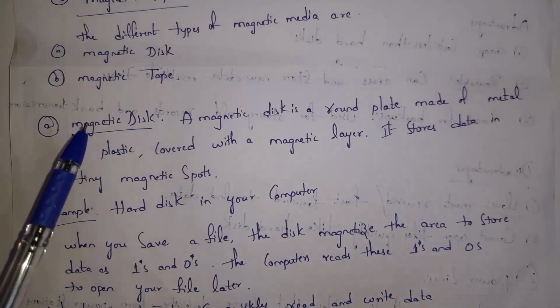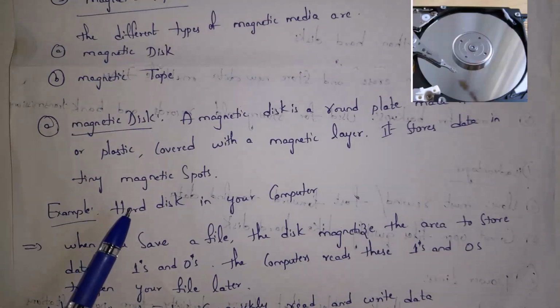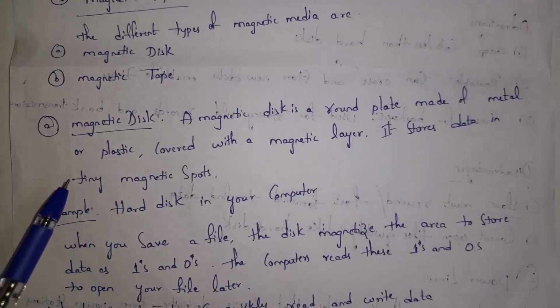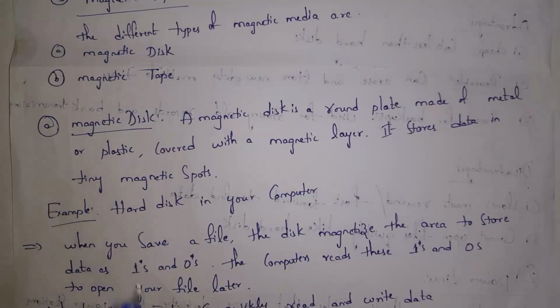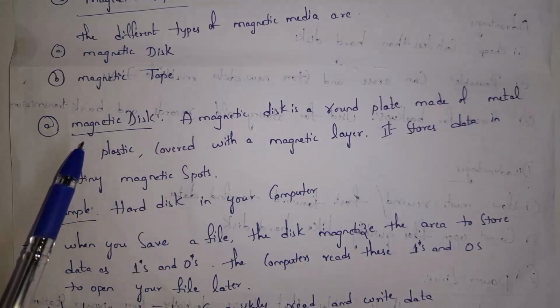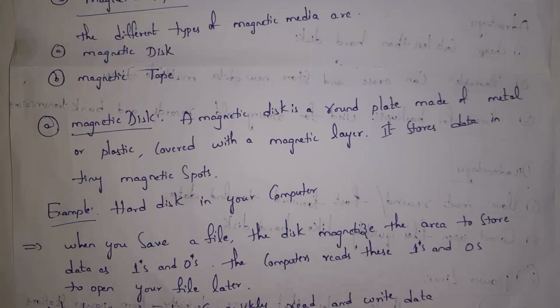Guys, in a magnetic disk, we store data, and it is made up of a round metal plate or plastic covered with a magnetic layer. And in a magnetic disk, data is stored as tiny magnetic spots. An example of a magnetic disk is the hard disk that we use in our computer. When you store your data, it is stored in the form of zeros and ones. And to open your file, the computer will read zeros and ones.